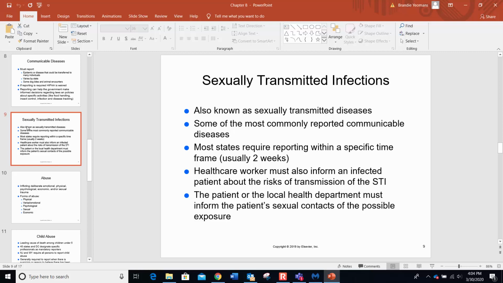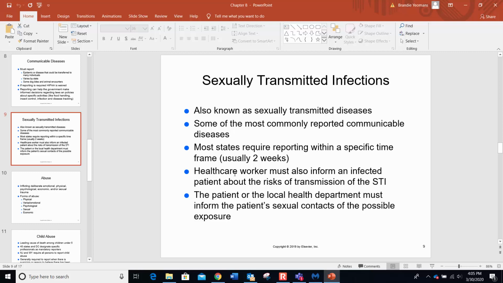Okay, so let's talk about sexually transmitted infections. Most people say STDs. However, sexually transmitted infections is a broader term. It's more accurate than STDs because these patients can be diagnosed with an infection, but they don't present with any of those symptoms that would tell us, hey, it's a disease. So we've got to be careful with that. Most of the states require that we report this information within a 2-week period of time, and you would have to look at your office policy on that as well.